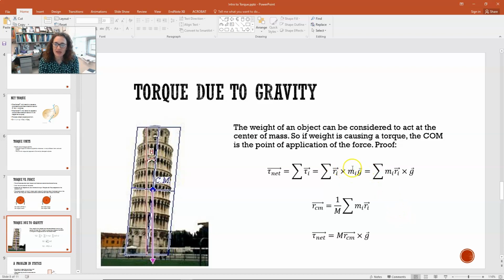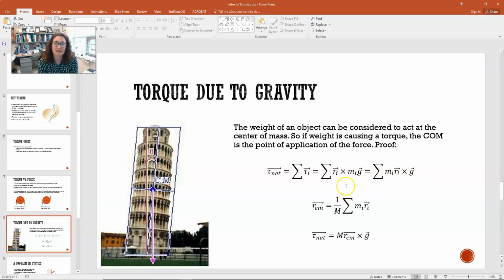Now, since m is a mass, it's a scalar, I can move it wherever I like, okay? And so I can move it so that instead of multiplying g, it's multiplying r. Why not? I can do that with scalars. I can put them wherever I like. So here I've got the sum over m_i times r_i cross g.